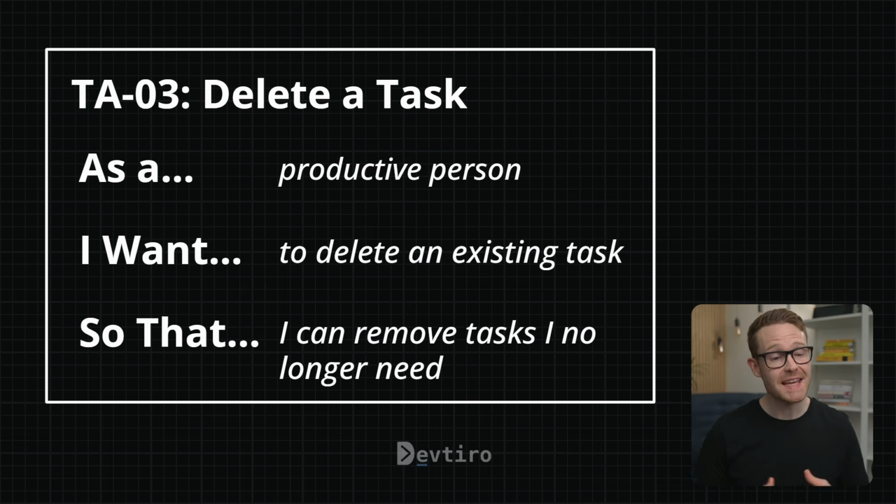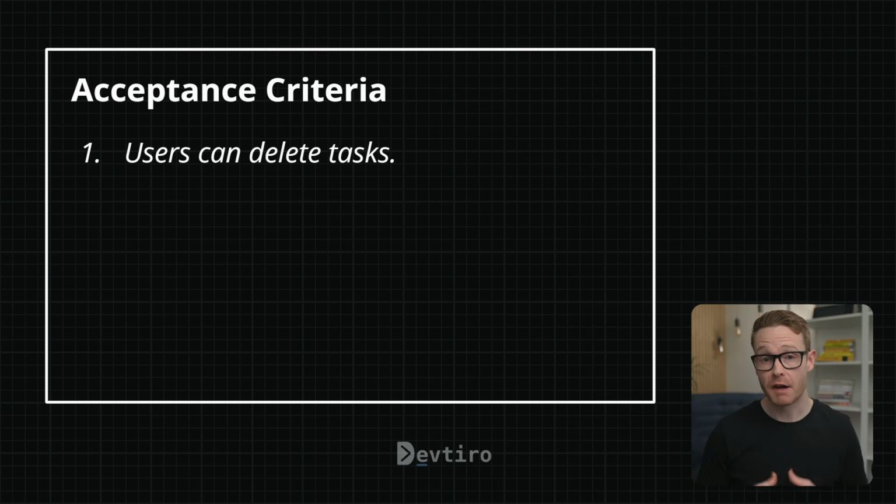Next we have TA03, delete a task. As a productive person, I want to delete an existing task so that I can remove tasks I no longer need. And the acceptance criteria for this one is that users can delete tasks. So we now have a feature for creating a task, for updating a task, and now deleting a task.